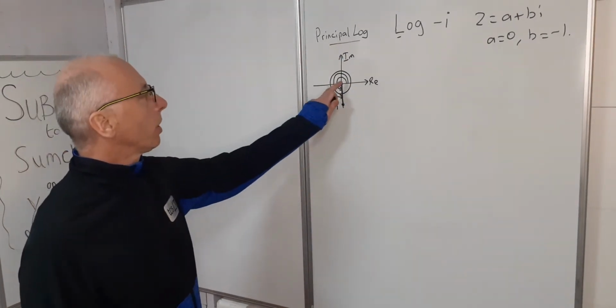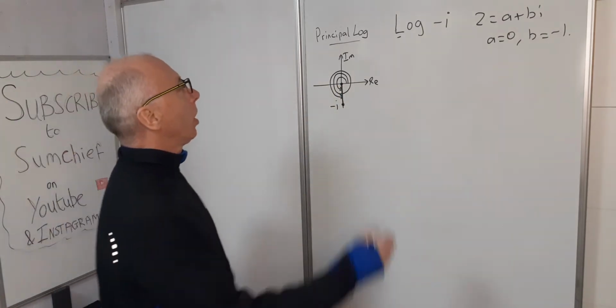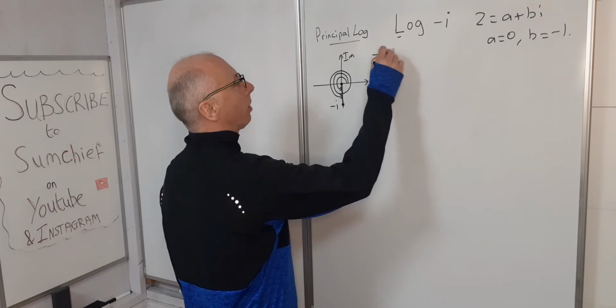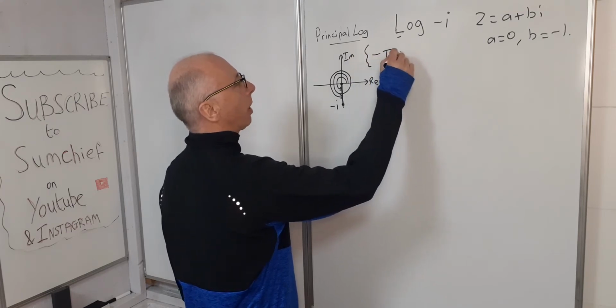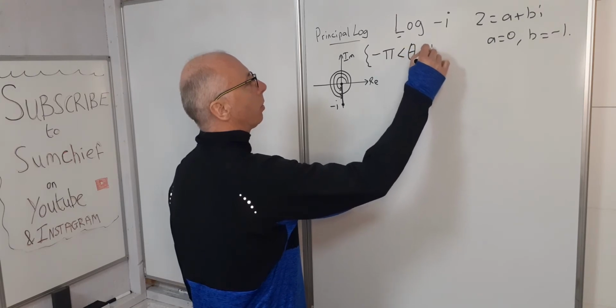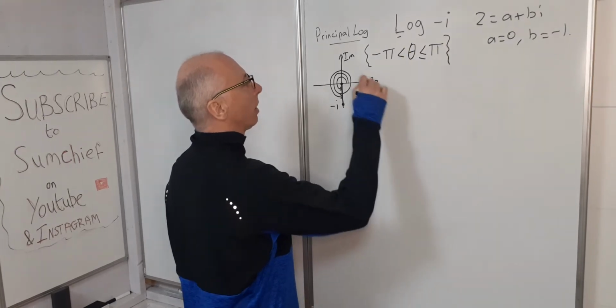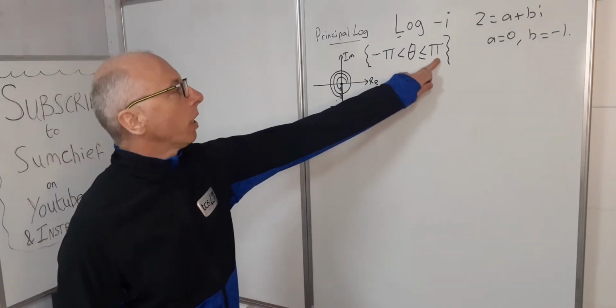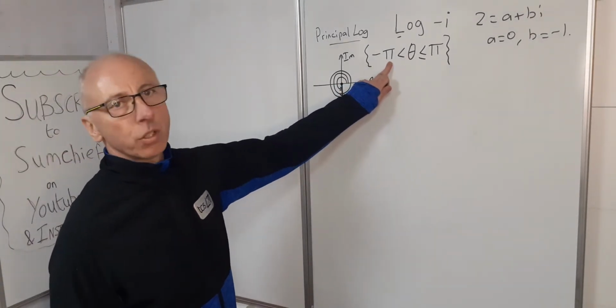So what we're looking for is the one solution. And the one solution for the principal log is within the set of minus pi less than theta, less than or equal to positive pi. So that's where the argument needs to be. It needs to be within that boundary there, inclusive of positive pi, but not touching negative pi.